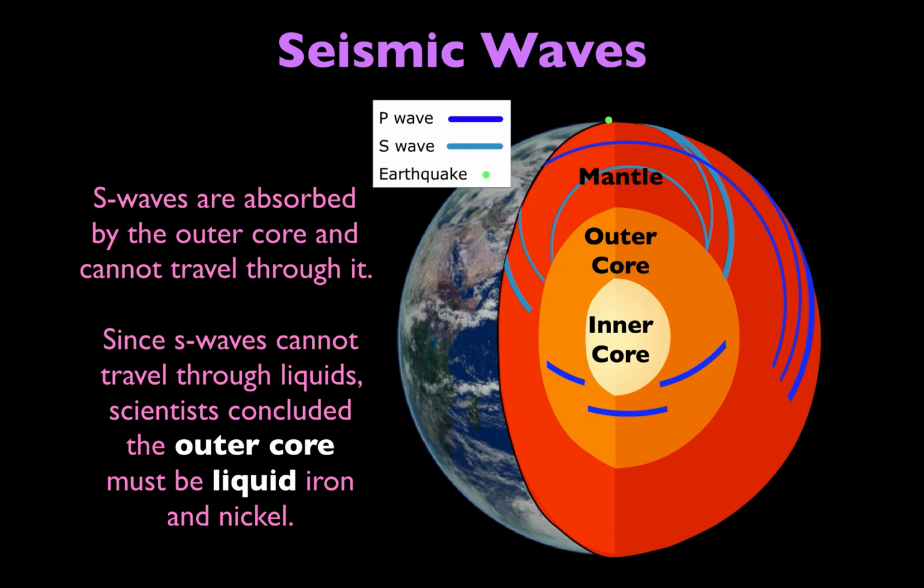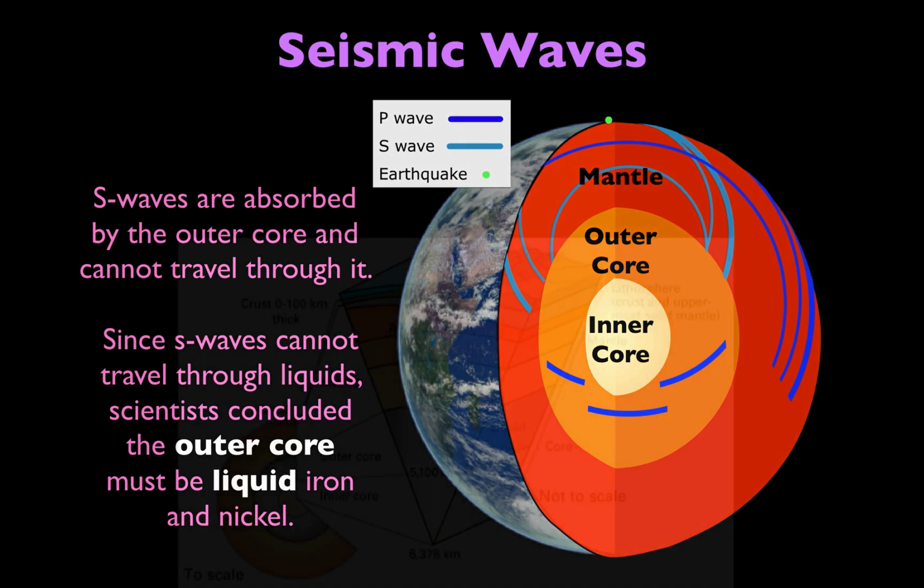Through laboratory experiments, scientists were able to figure out that S waves do not have the ability to travel through liquids. This allowed them to conclude that the outer core consists of liquid iron and nickel. Since S waves cannot go through it, it's concluded that the outer core is liquid, and that's a major, major discovery about the properties of Earth's interior.